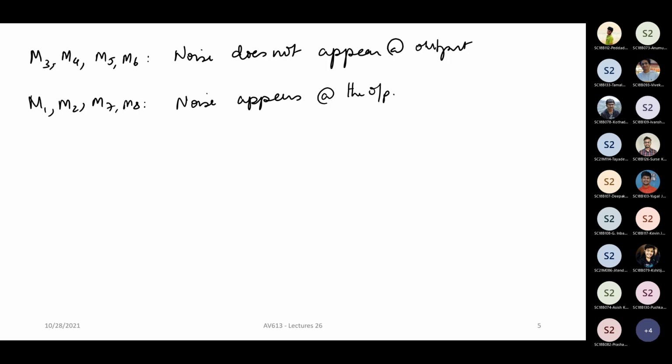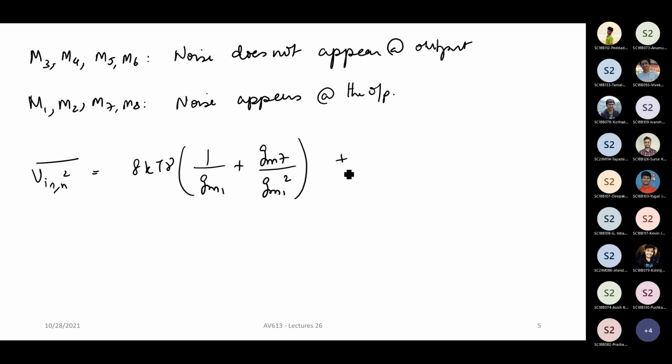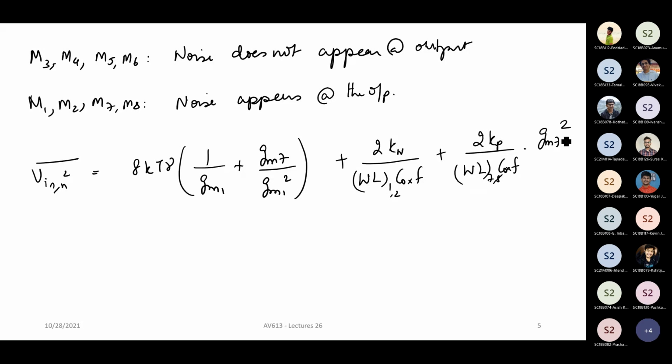Okay, and so you can derive it. I'll just write the final expression. I think we have already looked at the noise performance, so you can easily derive this. It becomes 8kTγ(1/Gm1 + Gm7/Gm1²) + 2Kn/(WL of 1 Cox f) for 1, 2, plus 2Kp/(W over L of 7 and 8 Cox f) multiplied by Gm7²/Gm1². So I want you to derive this and cross-check whether this is indeed the case.